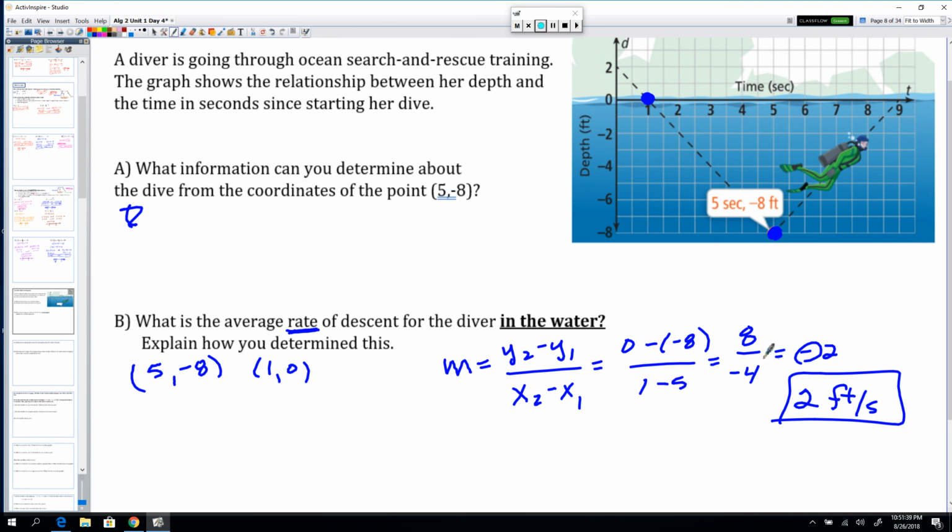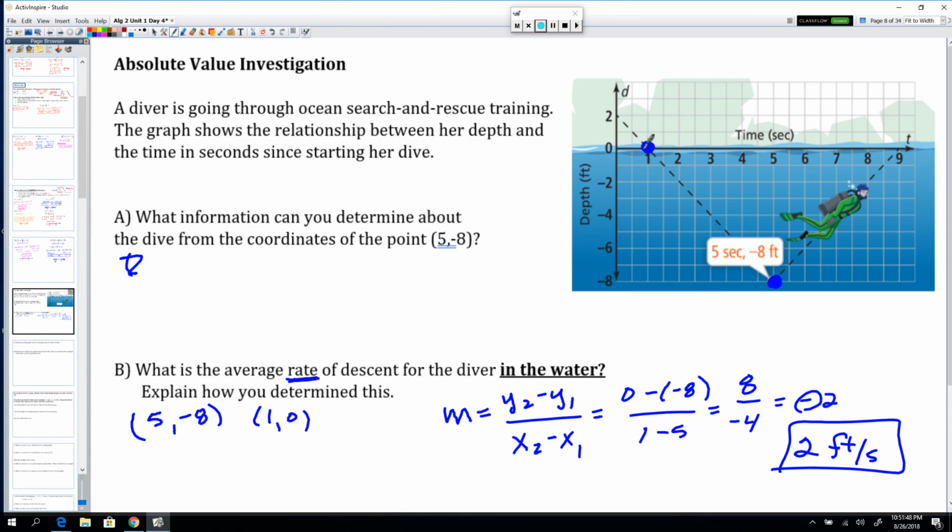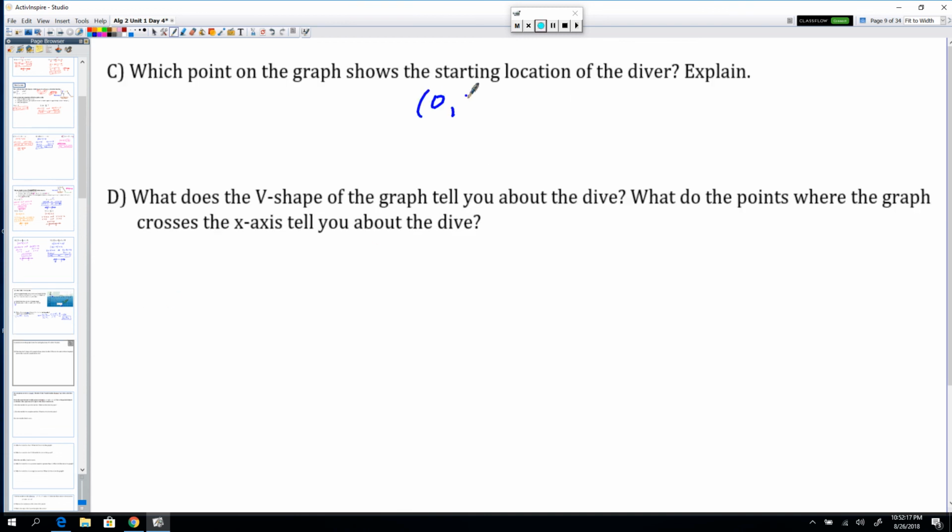Okay? So then let's talk about which point on the graph shows the starting location of the diver. Let's go back and look at this. What's the starting location of the diver? Do they start out in the water, or do they start out above the water? They start out, time of 0 starts here. So this right here, 2 feet above the water, is the point that describes her starting point. So (0, 2): 0 time, 2 height, is the point at which she starts her dive, at 0 seconds.